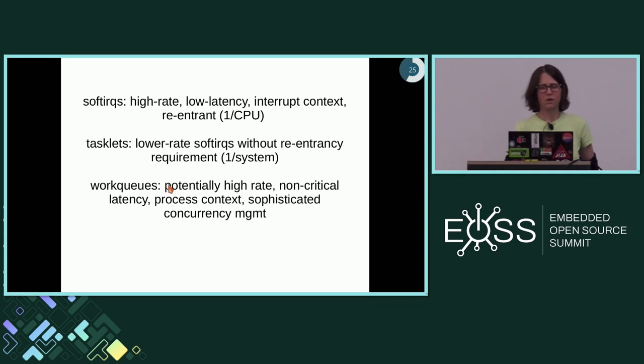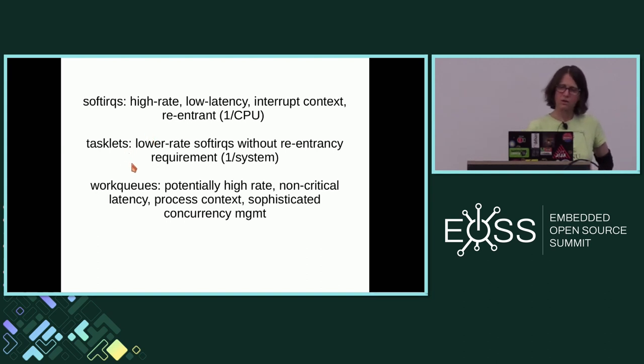So to just summarize, Softirqs are high rate, low latency when things are working well. In voluntary preemption kernels, they run in interrupt context. And they have to be reentrant because the same Softirq can be running on every core, even though only one is running on a given core at any given time.